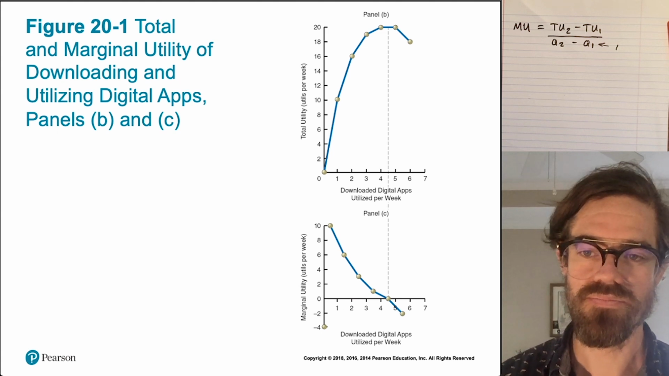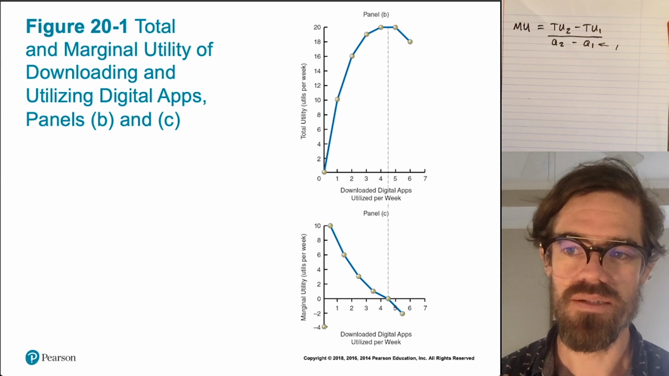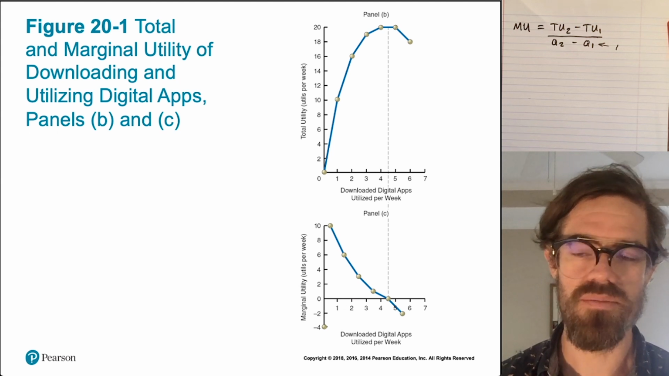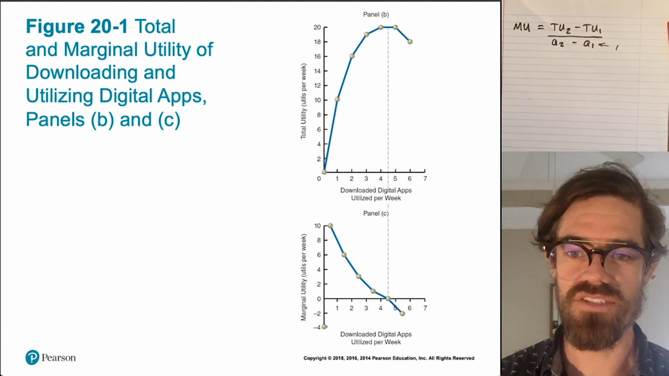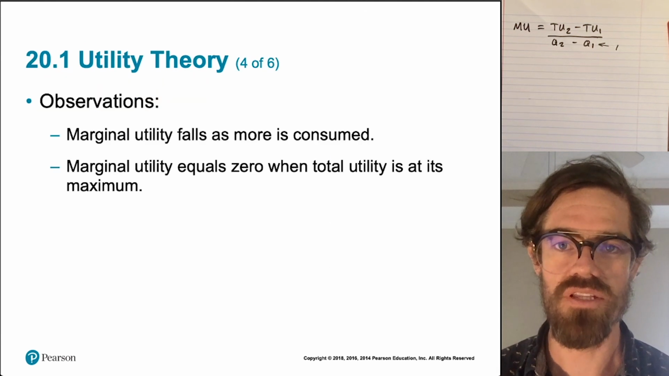Okay, so that's the relationship between total and marginal. So there's a relationship between them, but they're obviously not the same thing. So make sure you understand the difference and how they are related.